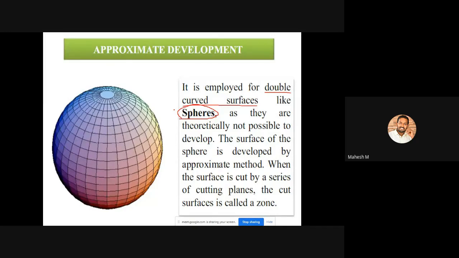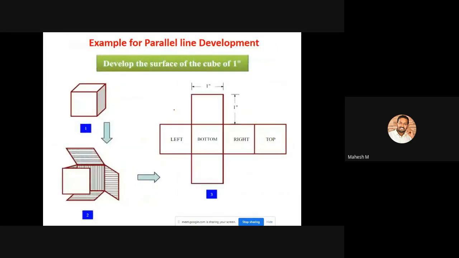Okay. So the example for parallel line development. This particular solid will be called a cube because it looks like a square, and all these surfaces have equal area. Okay, so we are going to create a development for this solid. That means you have to unfold all the surfaces. So this is the procedure.